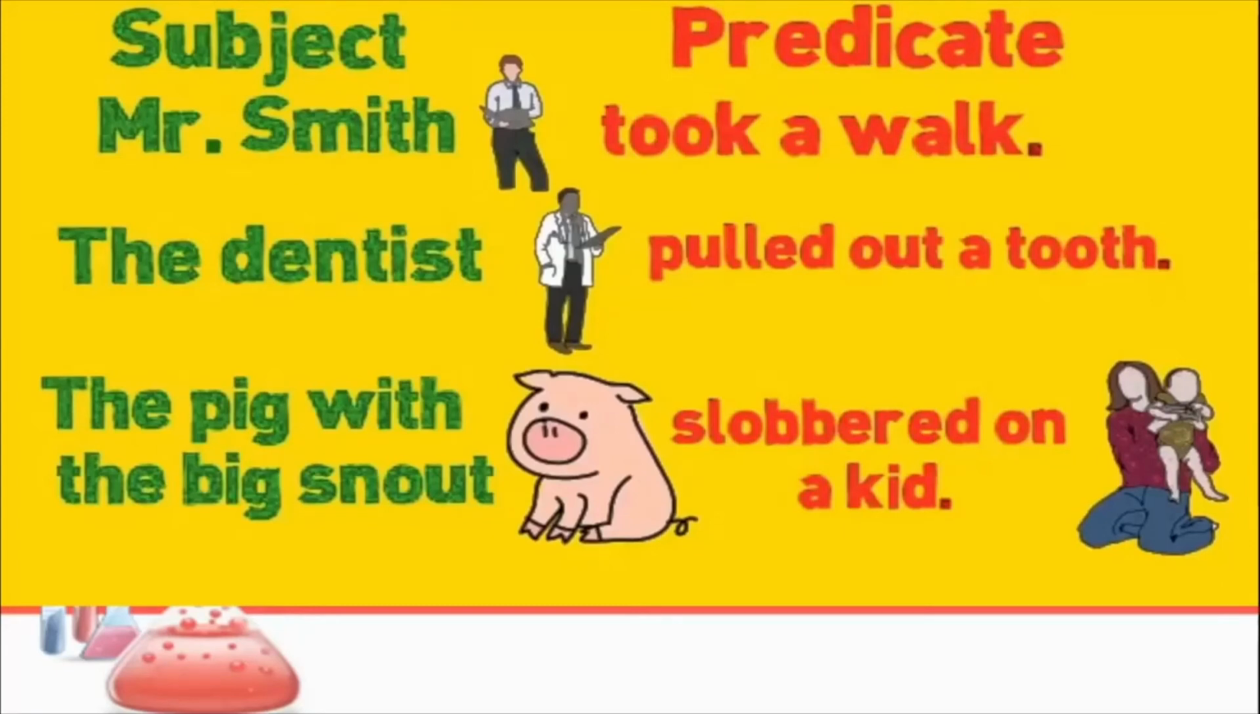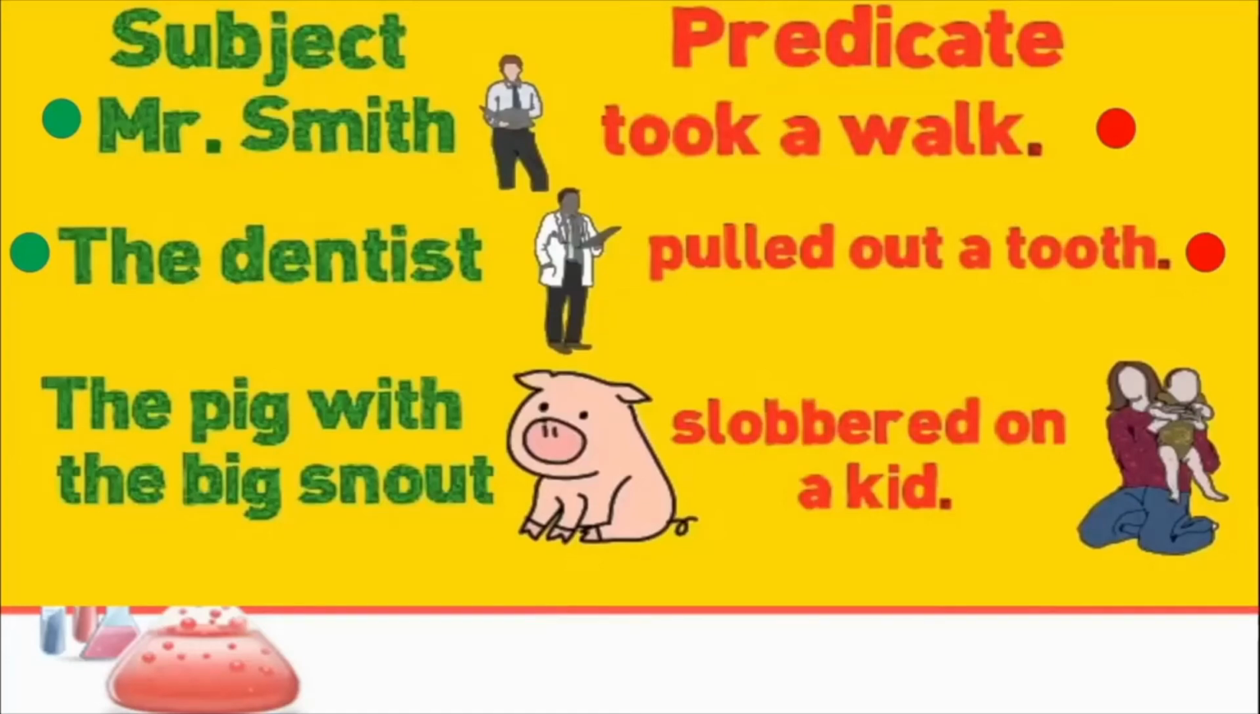Alright, let us move on and see some examples. All the subjects are written in green and all the predicates are written in red. I will also mark it for you as I read it. Okay, so Mr. Smith took a walk. So Mr. Smith is the person. What did he do? He took a walk. So Mr. Smith is the subject and took a walk is the predicate. The dentist pulled out a tooth. Who pulled out the tooth? The dentist. What did the dentist do? He pulled out a tooth. So the dentist is the subject and pulled out a tooth is the predicate.